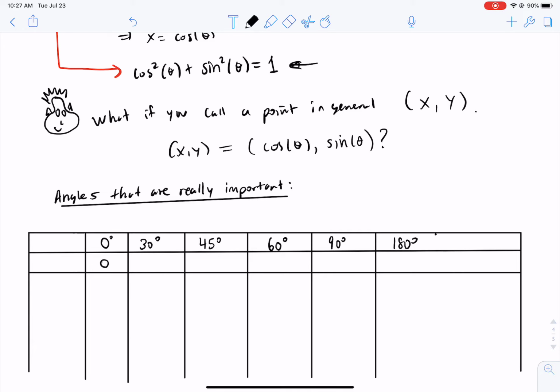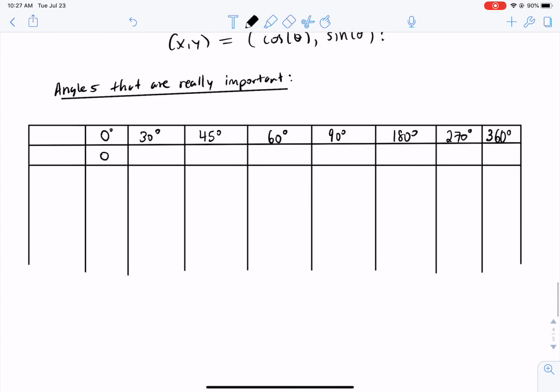And then 360, right? 360 is the same thing as 0, right? Because you went back around the circle. You came back from the beginning to the beginning, right?